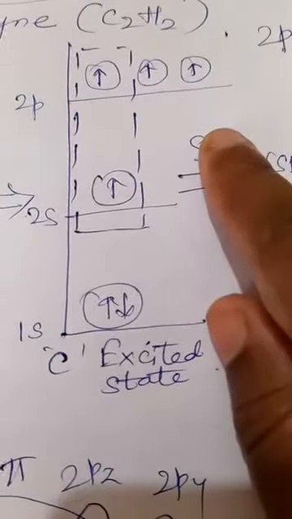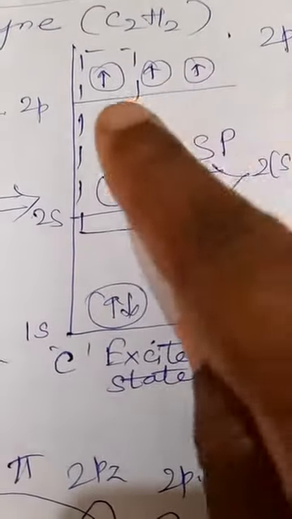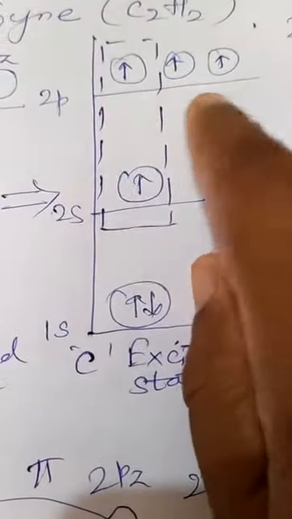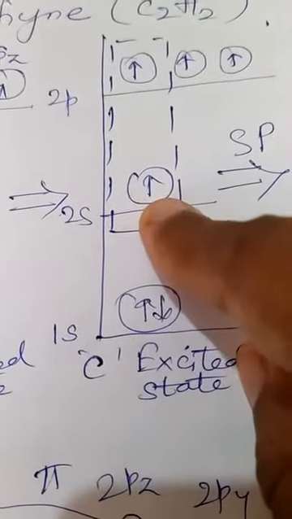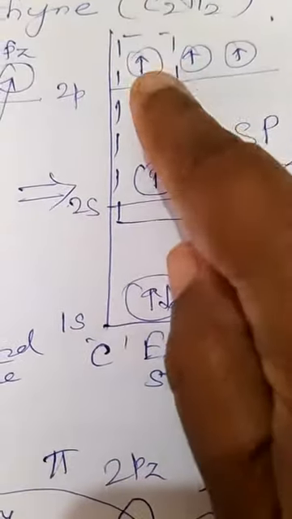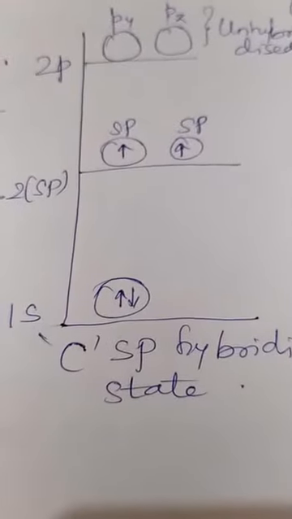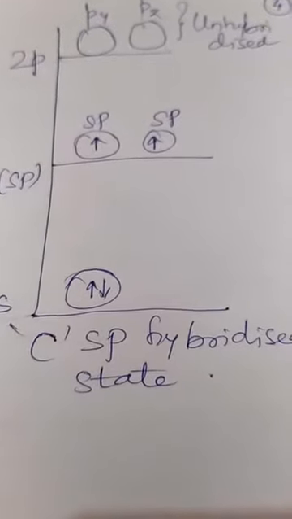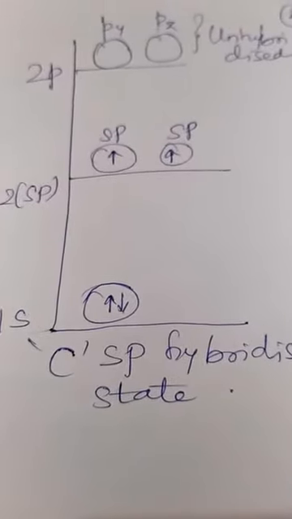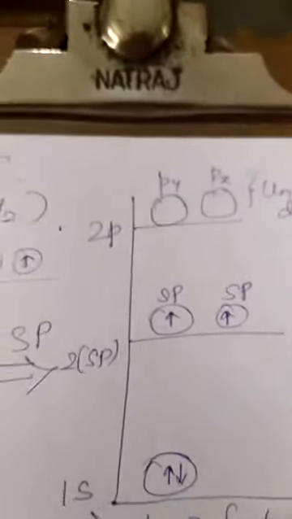2pz orbital here. So for sp hybridization, only 1 out of the 3 2p orbitals mixes with the 2s atomic orbital. So how many sp hybrid orbitals should be formed? 2. 2 atomic orbitals combine, 2 hybrid orbitals. So if you look at the carbon atom in the sp hybridized state, there are 2 sp hybrid orbitals and unhybridized py and pz orbitals having different energies.